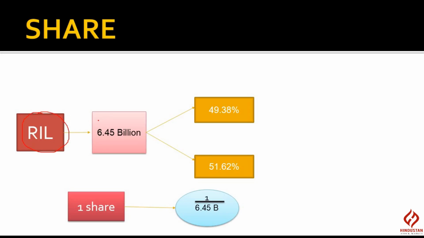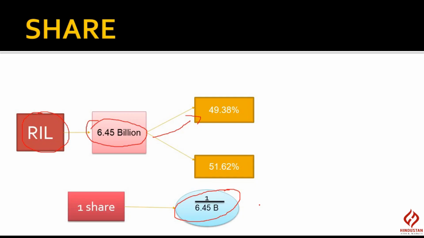It has around 6.45 billion shares. Out of 6.45 billion shares, around 49.38% is owned by promoters and promoters group, that is by Mr. Mukesh Ambani and his family. The rest, 51.62%, is owned by the general public, right? If you buy one share of Reliance Industries, then you are 1 by 6.45 billionth owner of the company.